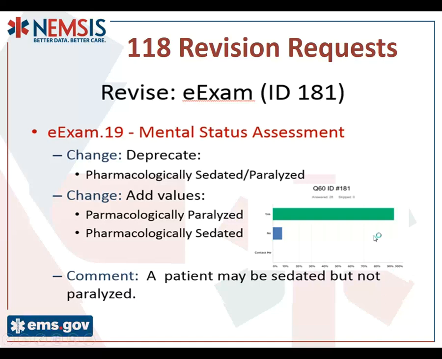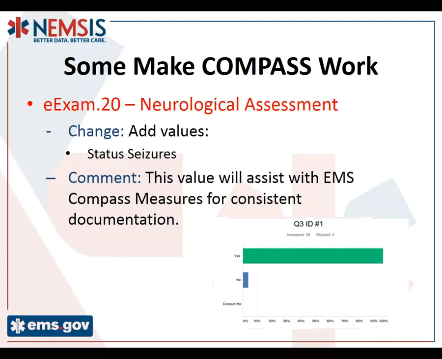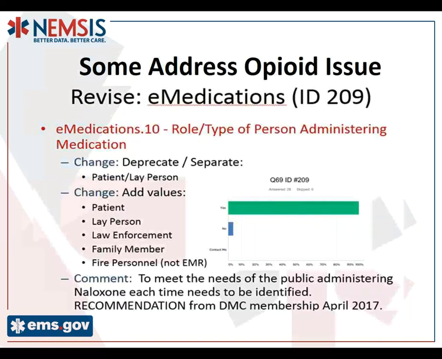This would be a value. We asked an expert panel whether or not they think this would be a valuable change, and the bulk of folks indicated yes. Let's look at some other types of revisions that are in this 118. Some of them are related to making the COMPASS project work, and so there are clearly changes in the standard that would need to be made to make sure that COMPASS could be used effectively. There's been a number of suggested revisions that are related to the opioid issue that we're facing in this country.